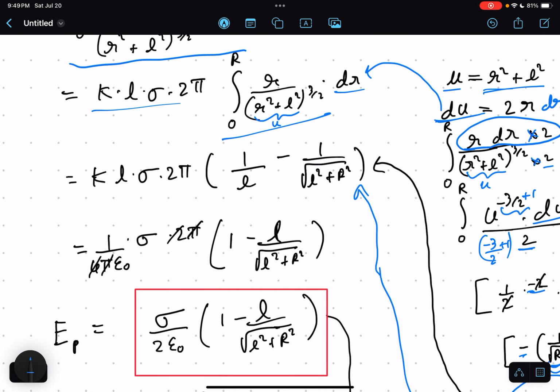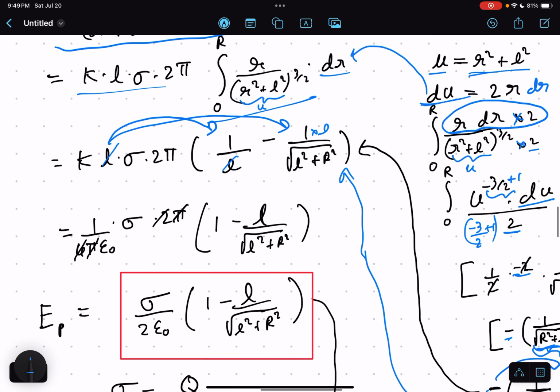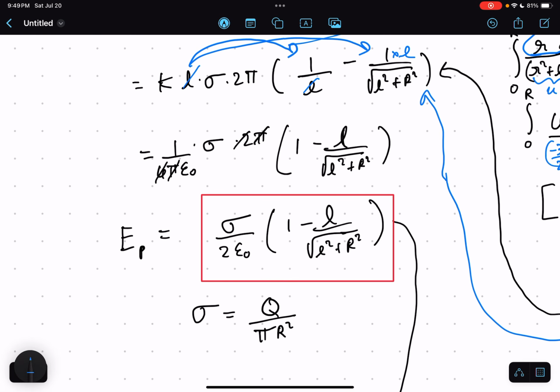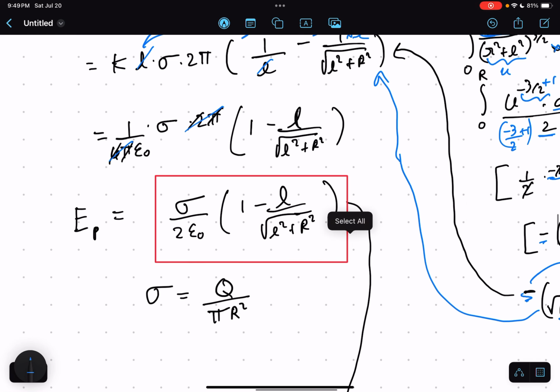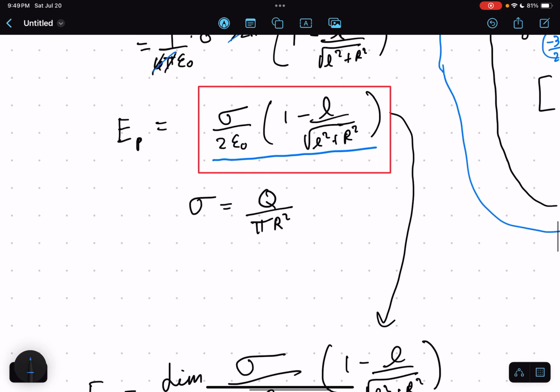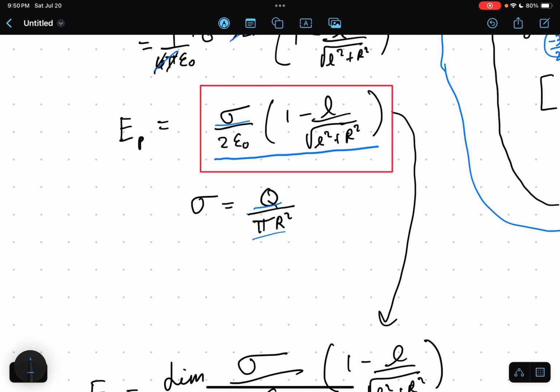Now here, in order to simplify this equation further, you can actually bring this L to the inside. As you can see, this L will cancel out with this L, and then you're gonna end up with another L over here. And you can basically write K as 1 by 4 pi epsilon, and you can cancel this 2 pi and this 4 pi, and then you're gonna end up with the 1 minus L by root of L square plus R square. Now as you can see, after simplification, I have ended up with this equation over here. Now sigma here is basically the charge density, right? So it's q by pi r square.